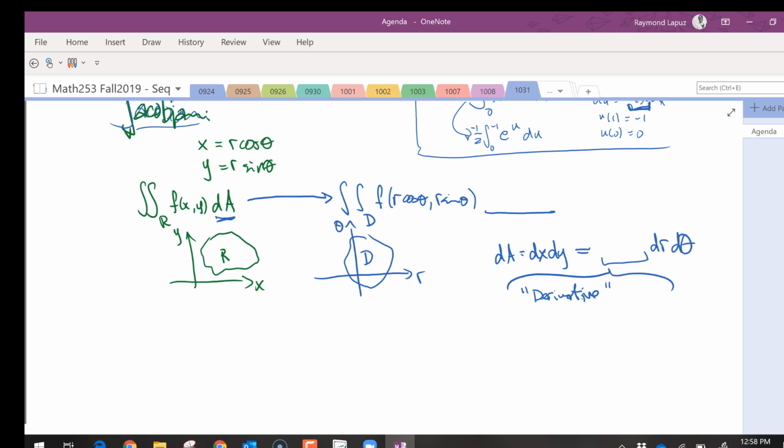Partial of x with respect to r, partial of, well, let's write it all down. Partial of x with respect to r, partial of x with respect to theta. Oh, why don't we write it down like this? Partial of y with respect to r, partial of y with respect to theta.